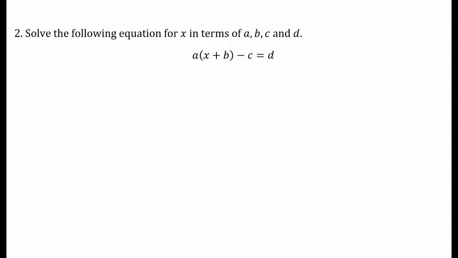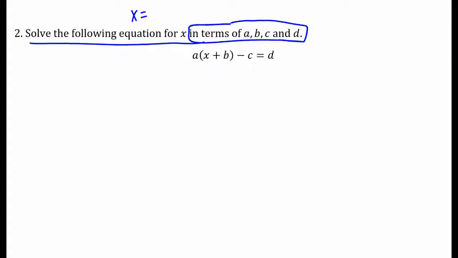Solve this equation for x. So solve the equation for x. That means my answer is going to be x equals. I want to get x all by itself in terms of a, b, c, and d. So that means get x alone, and that means a, b, c, and d are in the answer. In terms of means that's just in the answer.